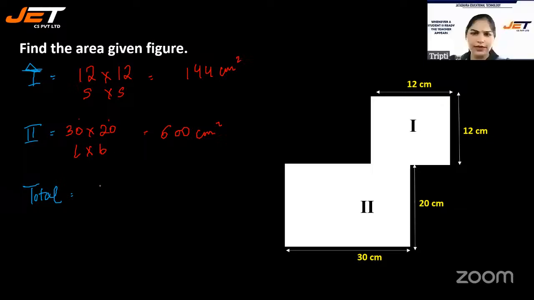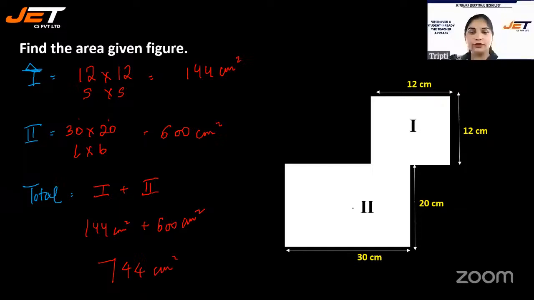Now I'll be adding both of these. So the first figure, which is a square, 144 centimeters square, plus the second figure, which is a rectangle, 600 centimeters square, is equal to 744 centimeters square. Area of the whole figure, 744 centimeters square. Let's move on to the next question.